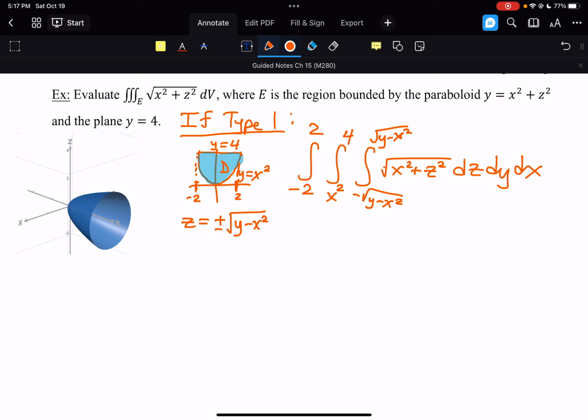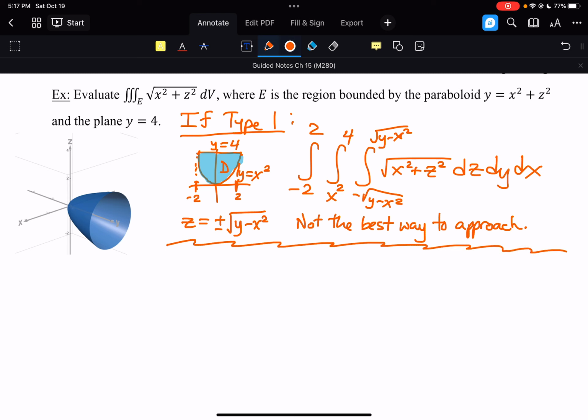And this, having a triple integral with a square root of multivariables and evaluating that between two square roots of multivariables is certainly not ideal. So this is not the best way to approach it. So we don't want to go into this thinking automatically that doing it vertically with respect to z first is always the best way, because it's not necessarily.